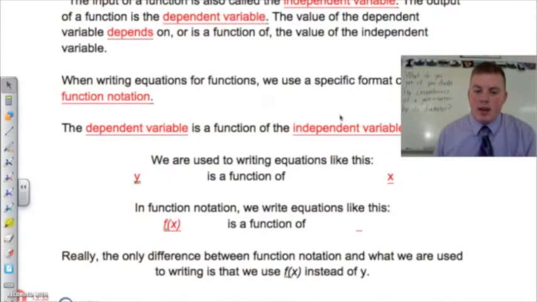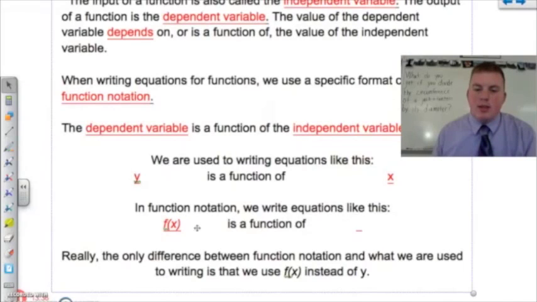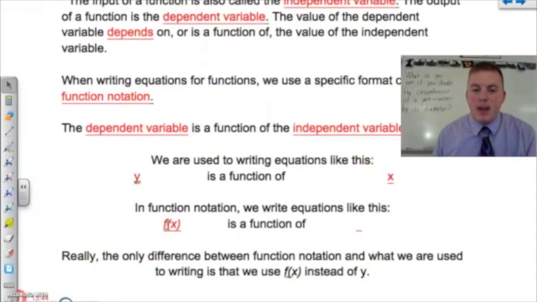Now, what that is saying is that this we would say is f of x. Now that f might change. It's kind of like a first name. You might see g of x or h of x or sometimes j of x. But the whole point is that saying f is a function of x. So our input is going to be x, and our function notation, instead of using a y now, we're going to write f of x. So really the only difference between function notation and what we're used to writing is that instead of using the y, we use the f of x now.